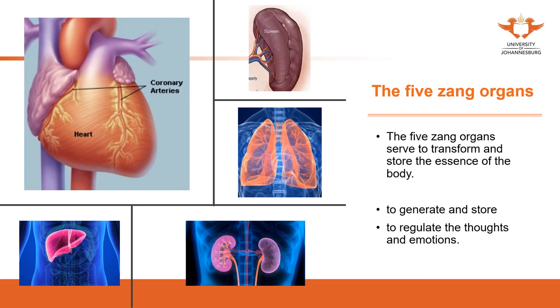Because the Zang organs need to generate and store essence without discharging, without draining off, the diseases of the Zang organs are more likely to be deficiency. This is the opposite to the Fu organs. The diseases of Fu organs are more likely to be fullness.